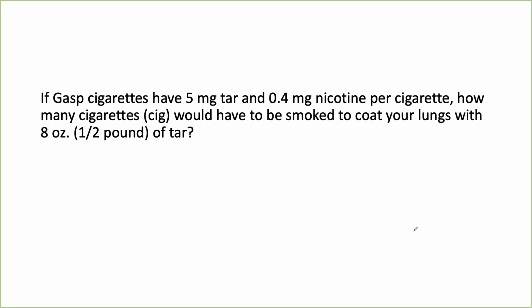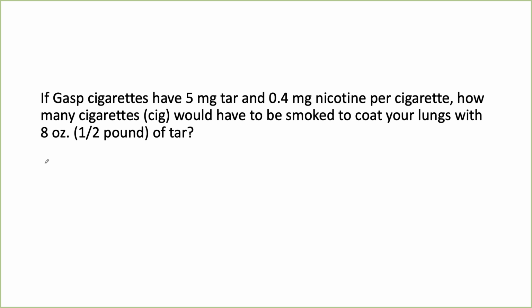Now, when we talk about dimensional analysis, this is what we're using all these different conversion factors for, to figure out what we have. So in this question, one cigarette has 5 milligrams of tar and 0.4 milligrams of nicotine per cigarette. And we want to know how many cigarettes you would have to smoke to coat your lungs with 8 ounces, or half a pound, of tar. And this is what most people go through if they smoke a lot.